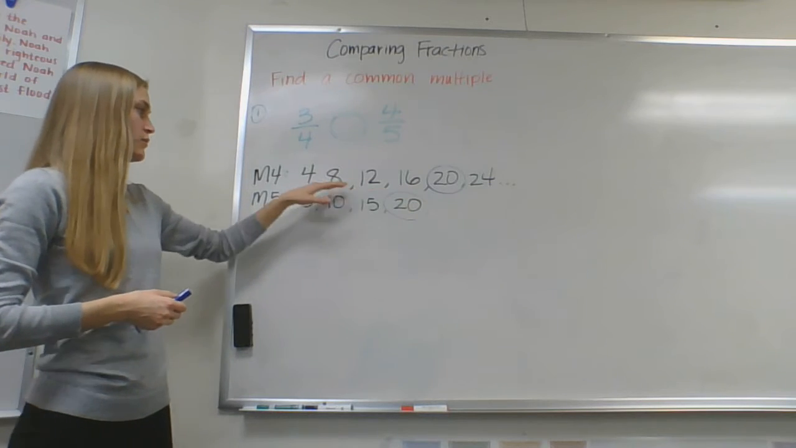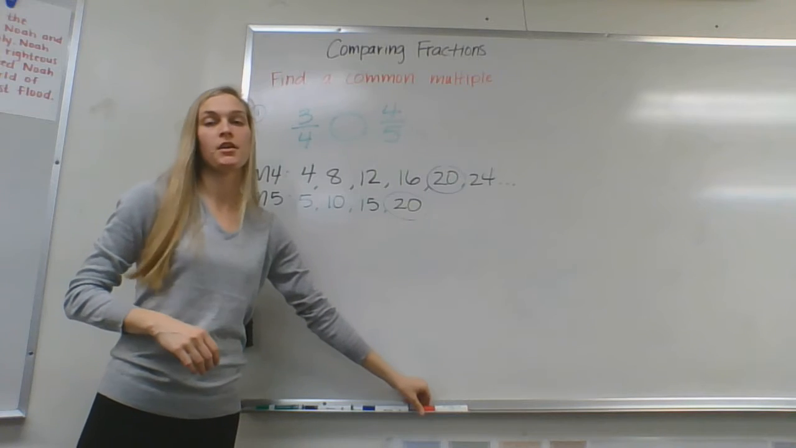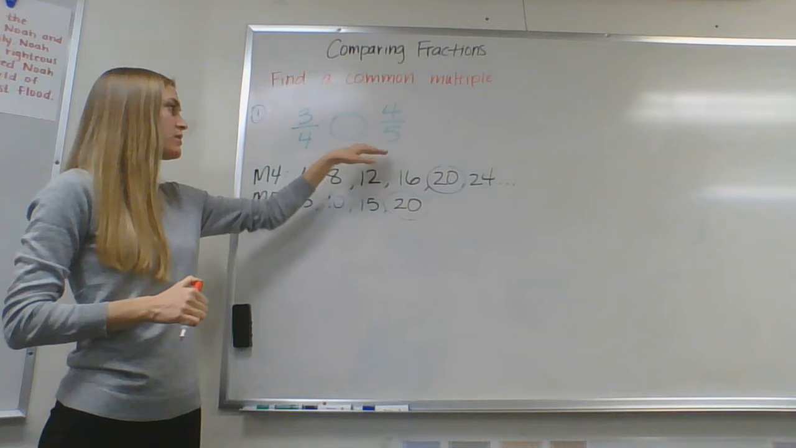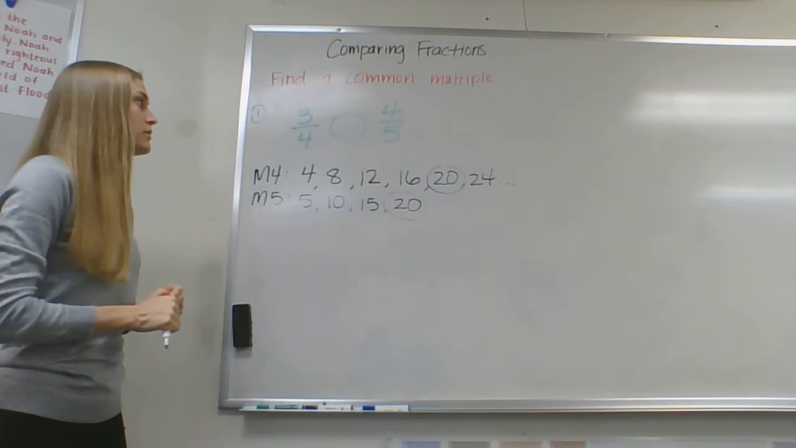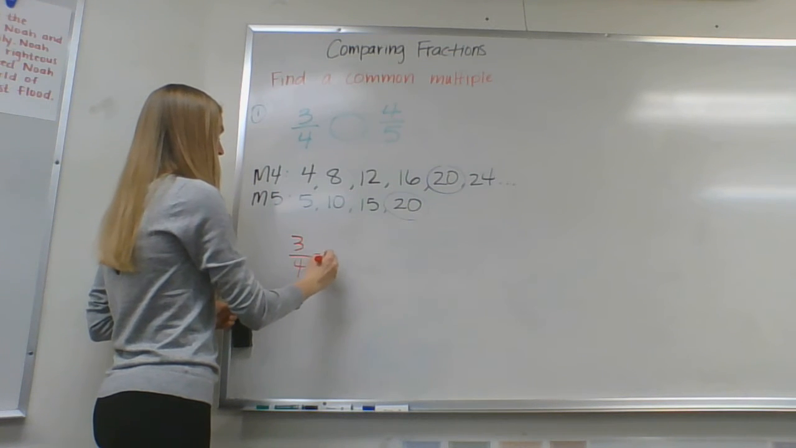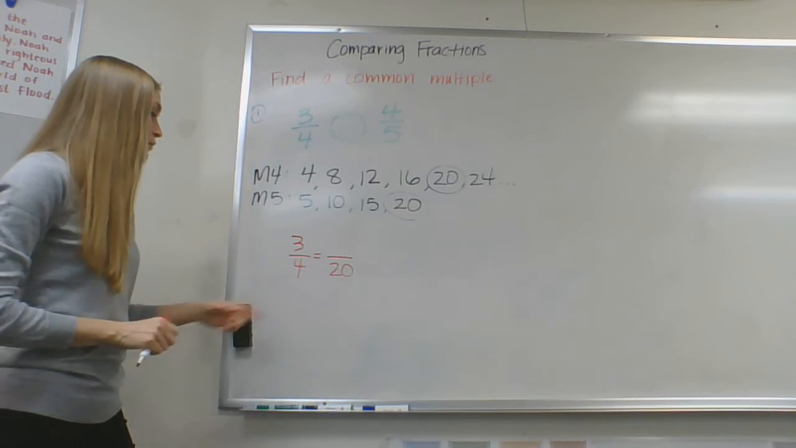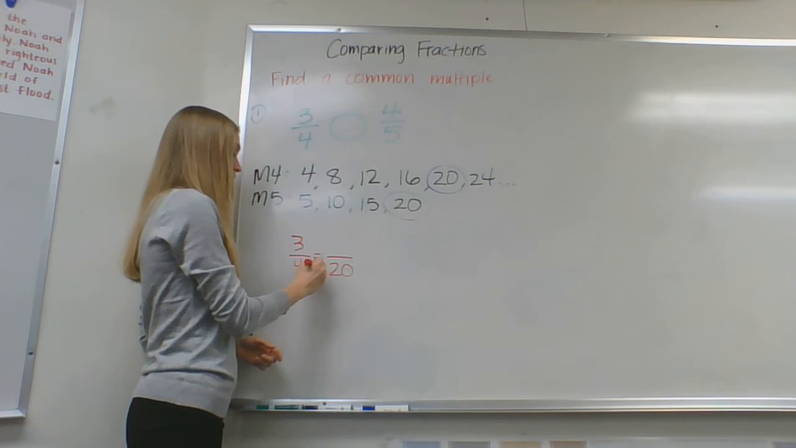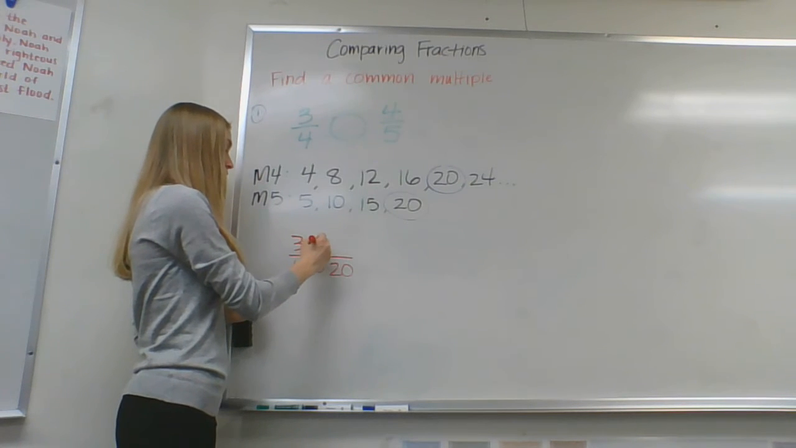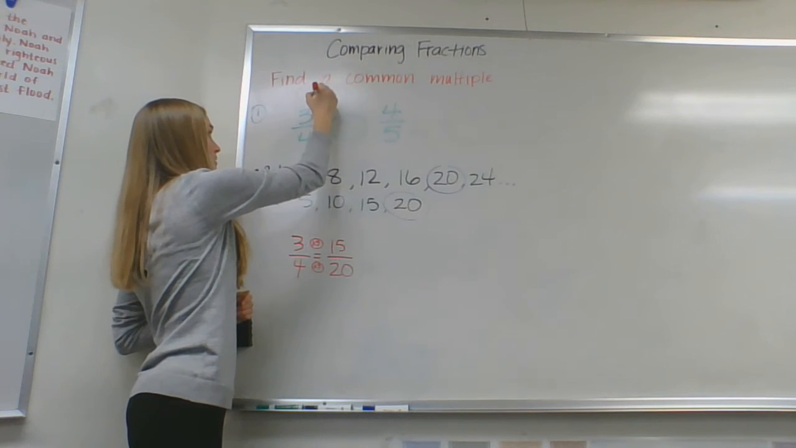There's none that are less than 20. If there was something less than 20, we'd want to use that first because it makes it easier. But 20 is our least common multiple. And so we're going to change both of these denominators to 20 so that we can compare these fractions. So we got 3/4, and we want it to have a denominator of 20. Well, 4 times 5 is 20, so you want to multiply the numerator by 5 also. 3 times 5 is 15. So this is 15/20.